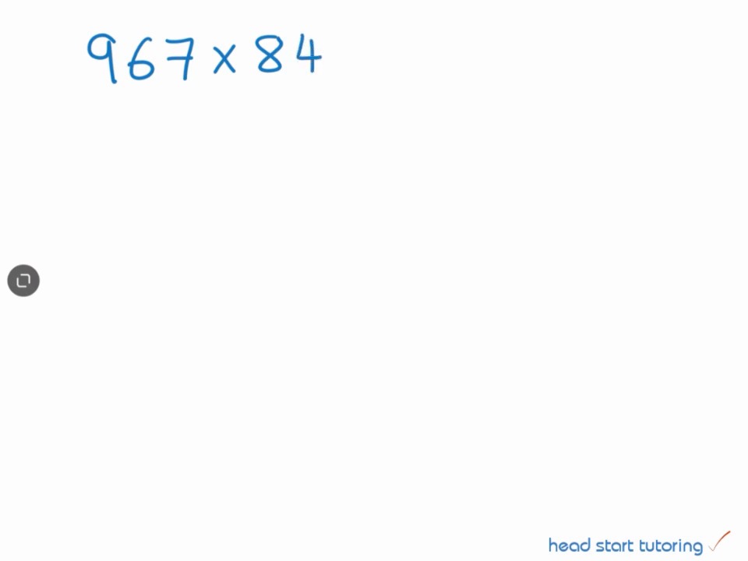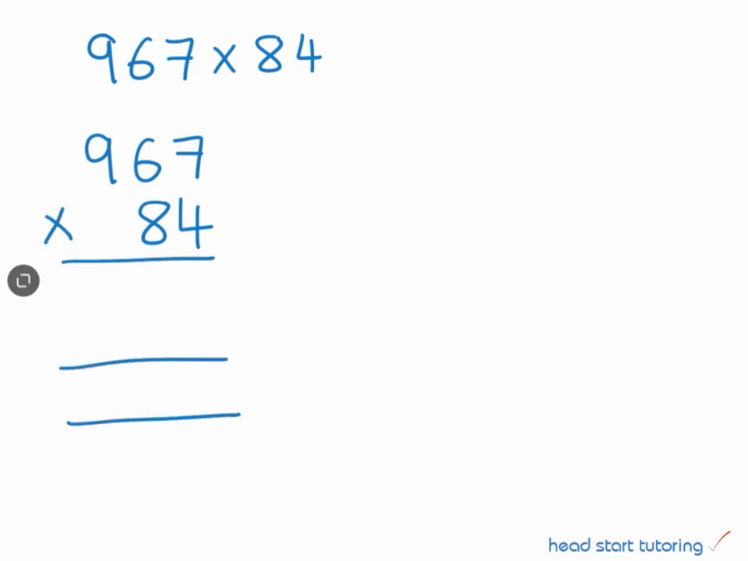If we have a look at another example, we've got 967 times by 84. So if we work out 967 times 84, we've got 4 times 7 is 28. 4 times 6 is 24, 25, 26, because we add our 2. 4 times 9 is 36, and then 37, 38.